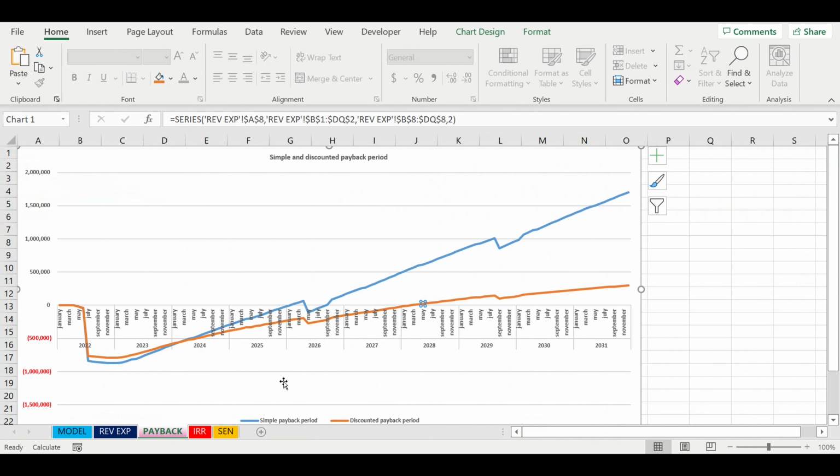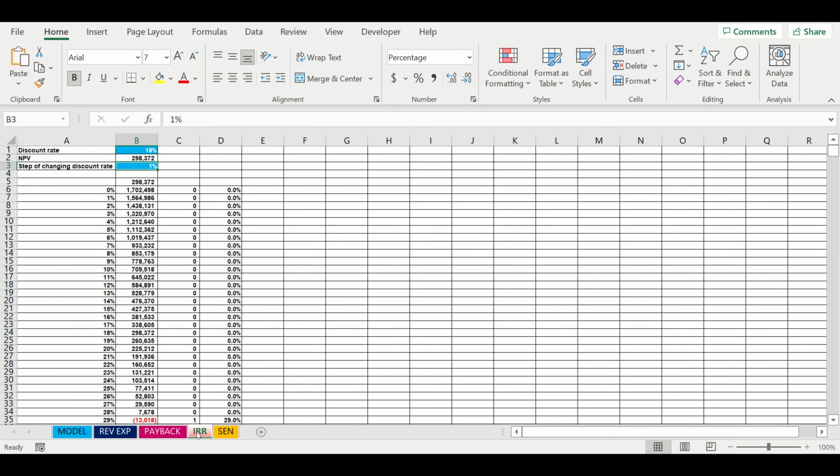As usual, here we can see the simple and discounted payback period. So this is the moment when we start operating activity. Then here we sell an old truck and buy a new one. Here the same story. Then here we specify the discount rate. We can specify any discount rate that we want.